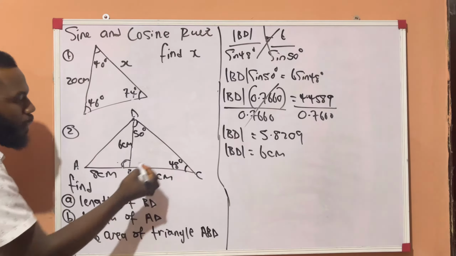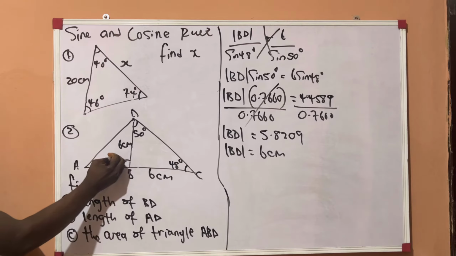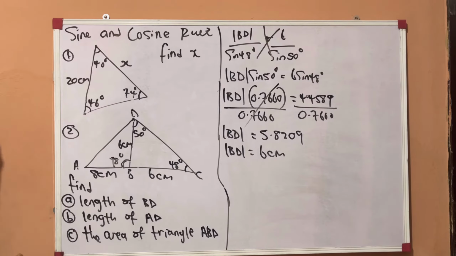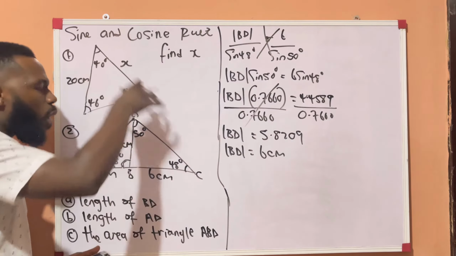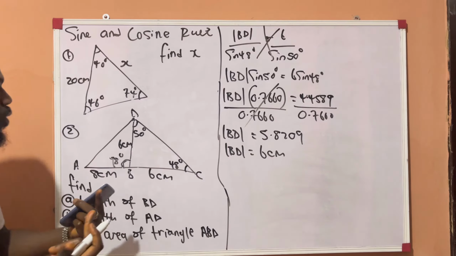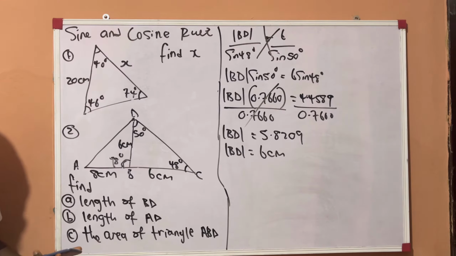So now 50 plus 48 gives us 98. So it means the angle here is 98 degrees. It's as simple as that. The rule says an exterior angle of a triangle is equal to the sum of the opposite two interior angles. This is as simple as that.